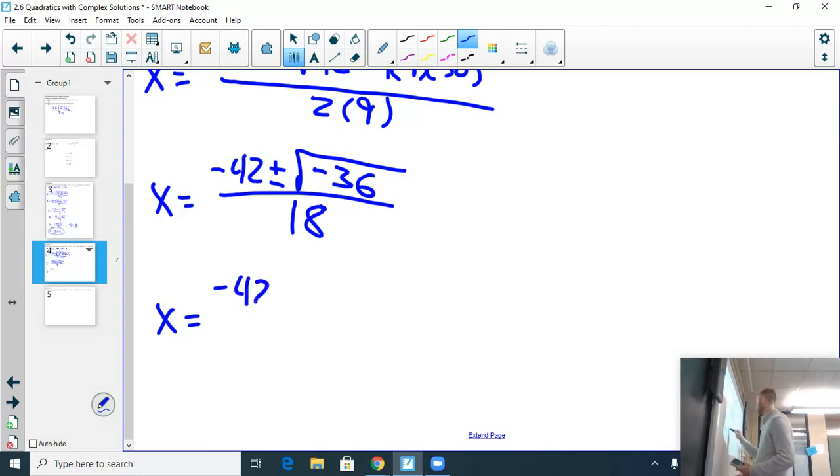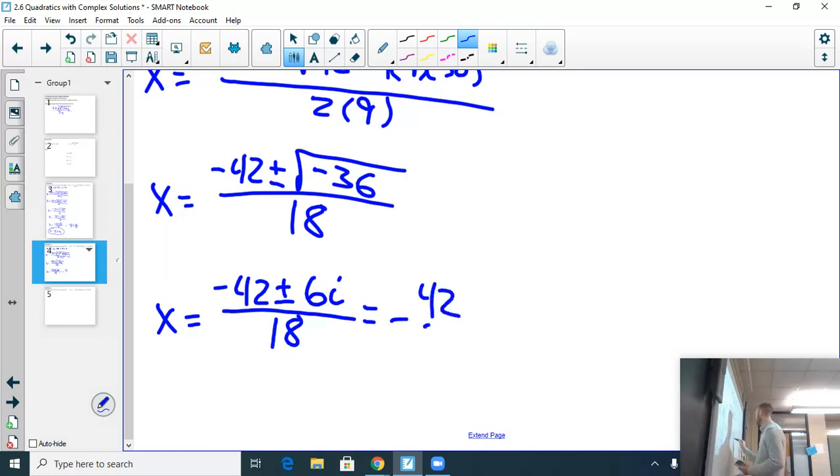Negative 42 plus or minus, we would take an i out, and then the square root of 36 is 6. So really, we have 6i all over 18. And then we can split that up to negative 42 divided by 18 plus or minus 6i divided by 18.